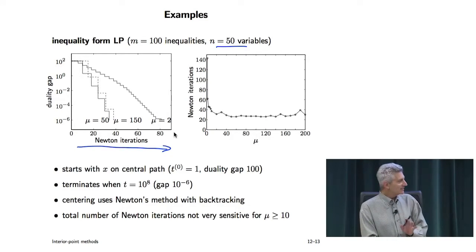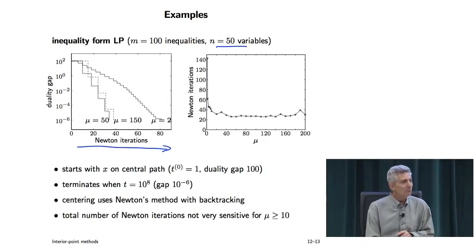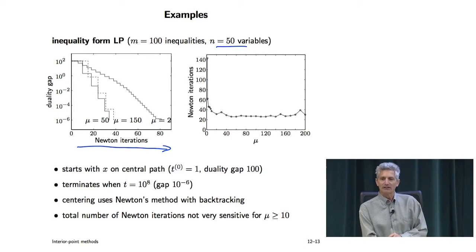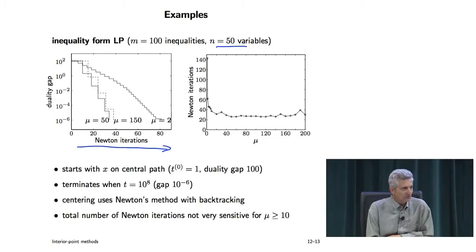By the way, if you're doing complexity theory, you want to prove that it's a polynomial time method, it will suggest taking something like mu equals 1.01. What would it look like if it was 1.01 here? Well, first of all, it would be 1 Newton step for sure every time, and it'd just be like a little staircase going like that. And it would work.